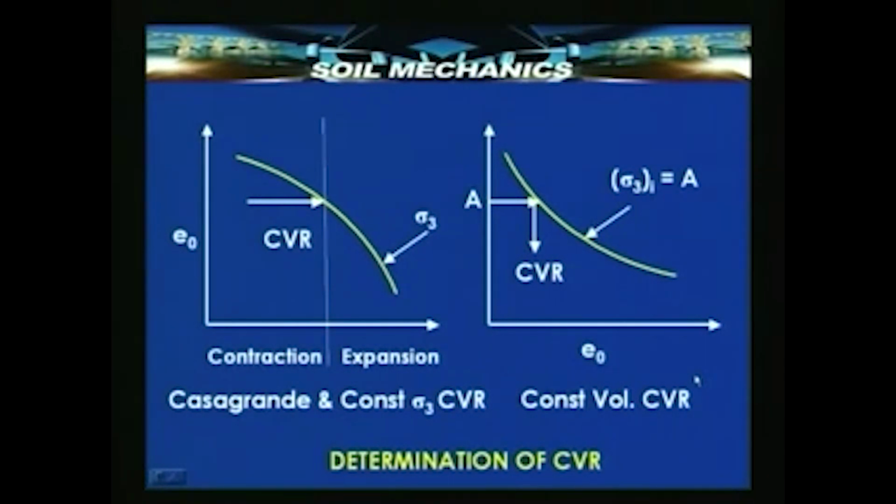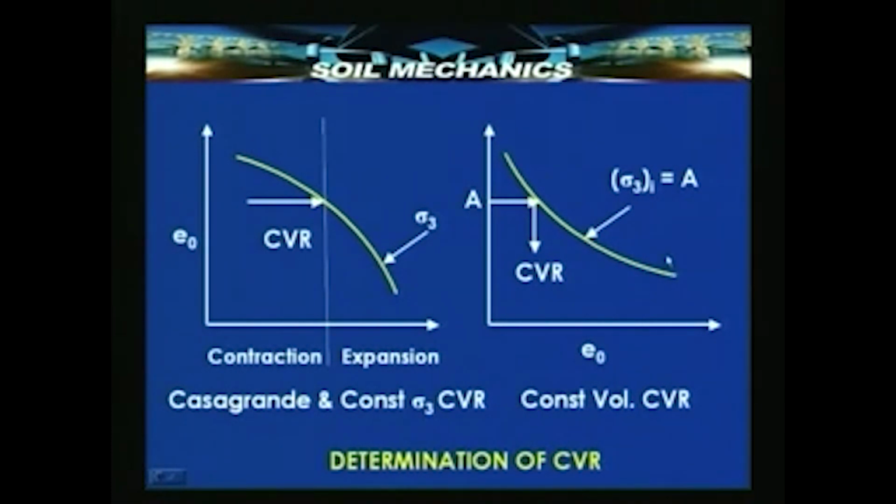If we do a constant volume test on the other hand, then we do not end up with any contraction or expansion here; volume remains the same. Therefore what we need to do is to plot a parameter A, that is nothing but the sigma 3 at the end of the test, against the initial void ratio, and get this curve for different values of initial void ratios. Then the critical void ratio is that which corresponds to a value of A which is equal to sigma 3i, where sigma 3i is the initial confining pressure that is applied to the soil.